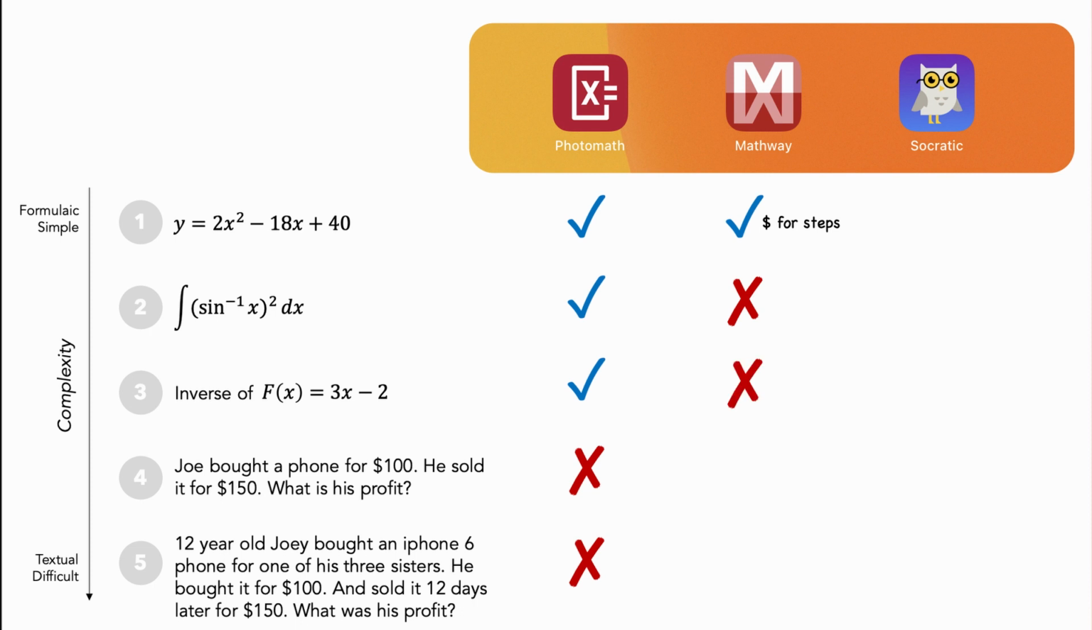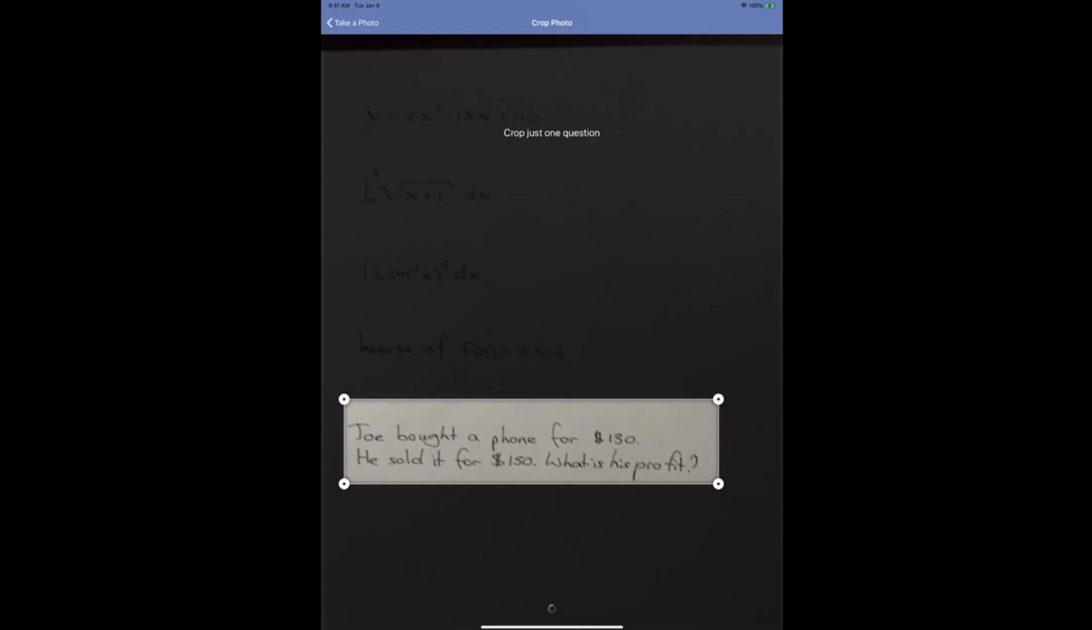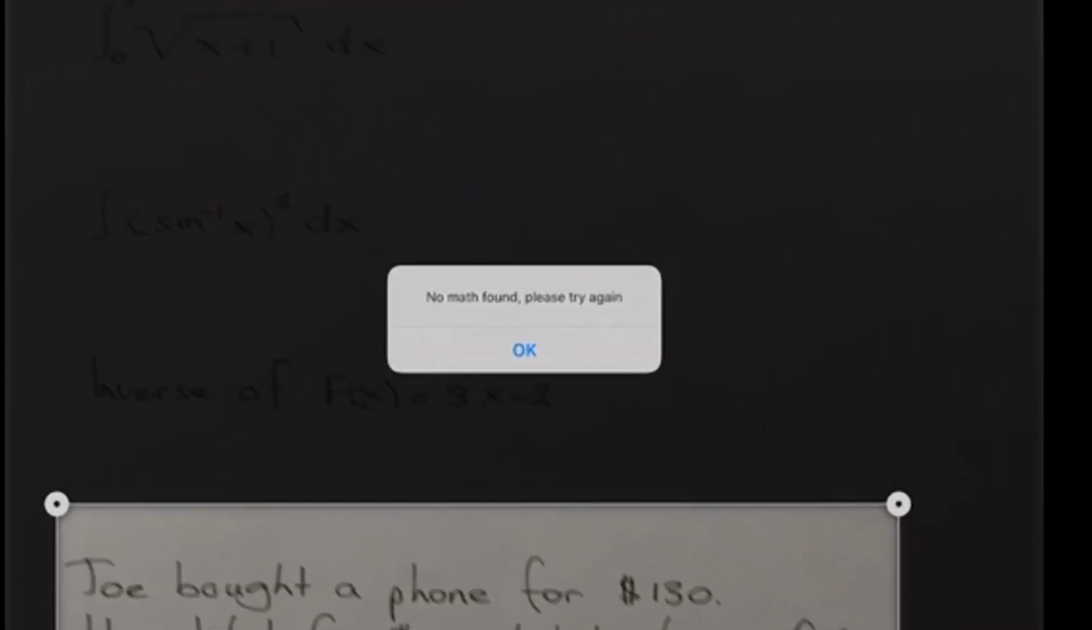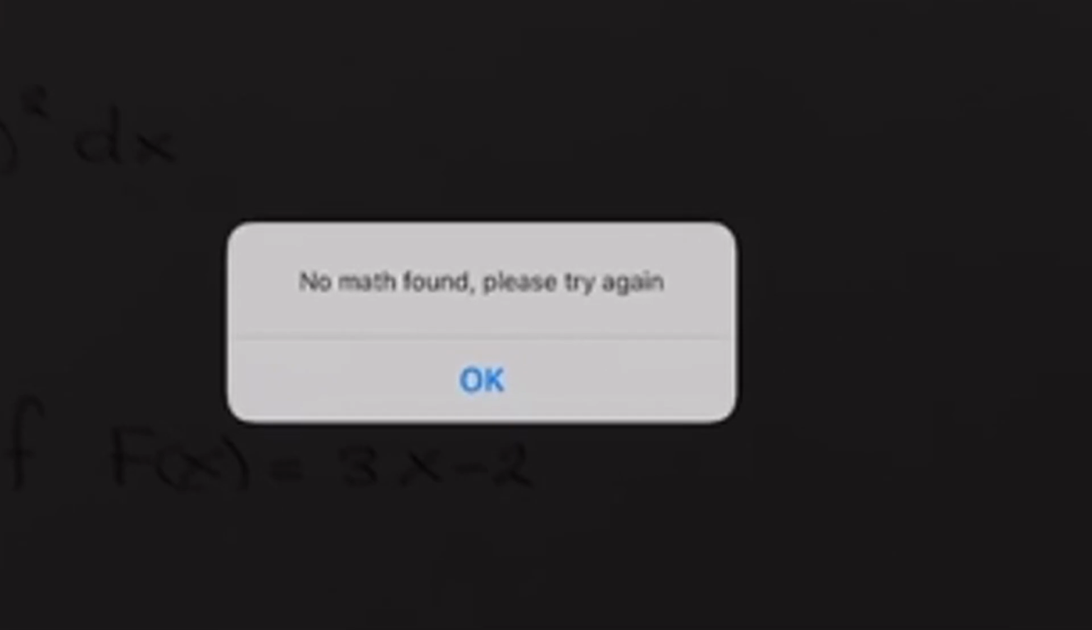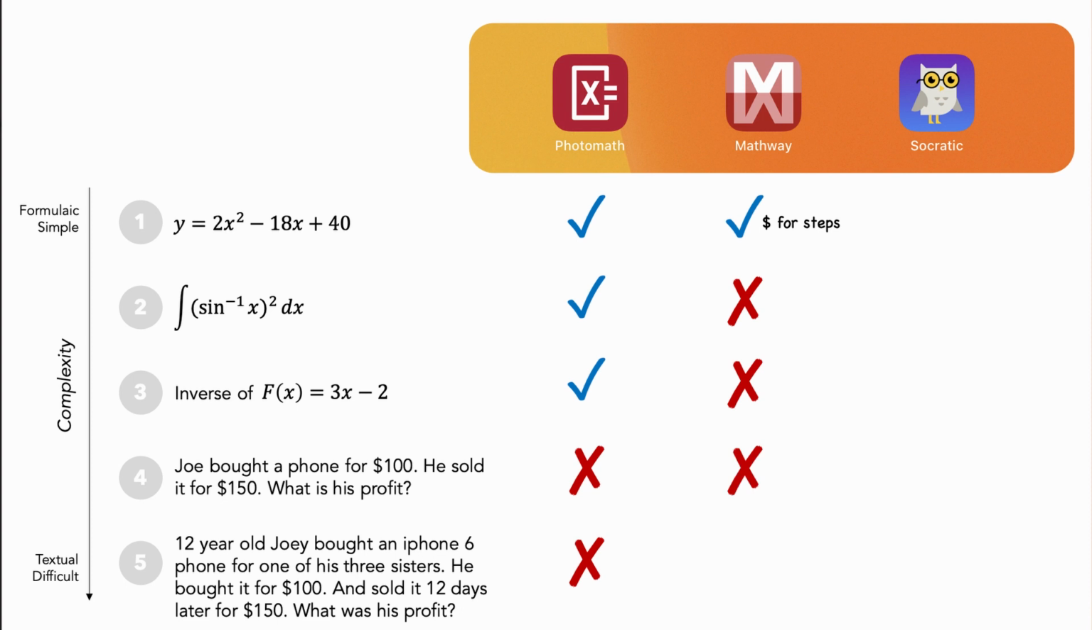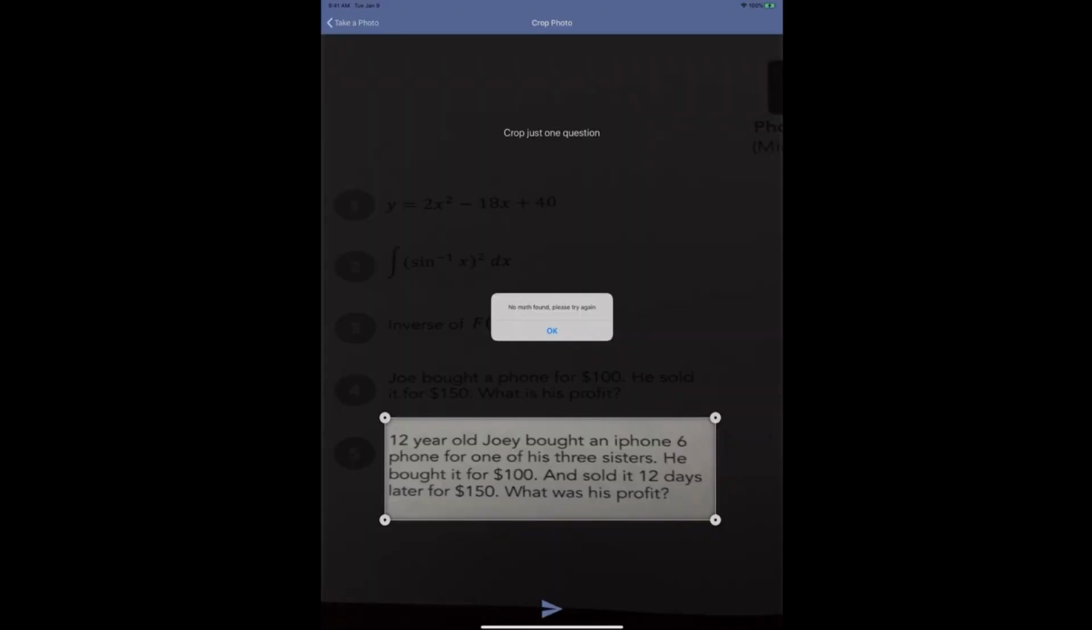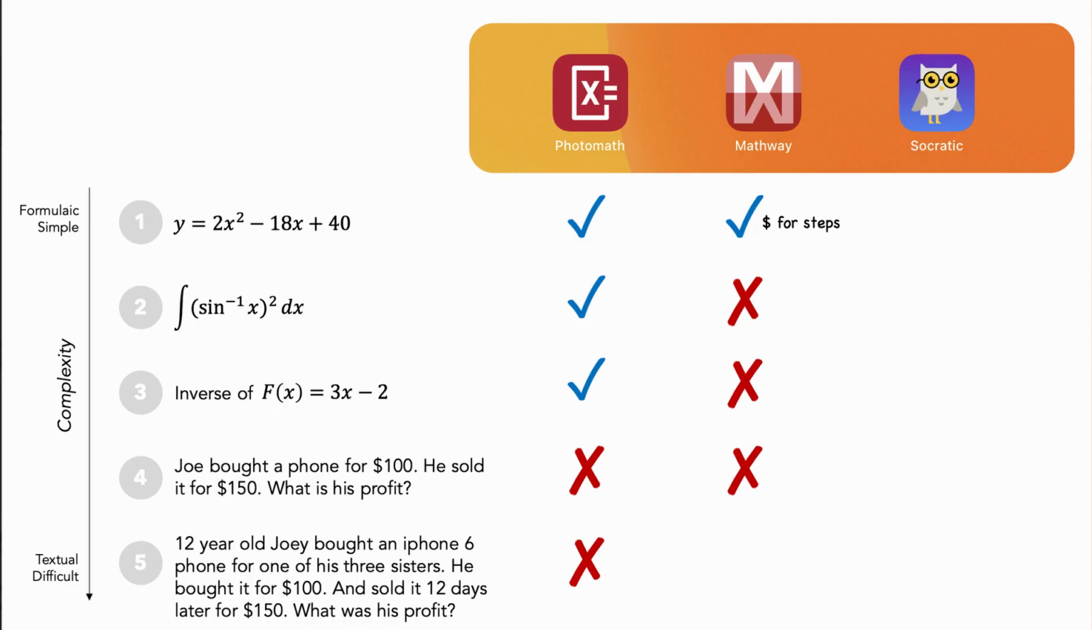So let's go to the last one. And that was this one. It says no math found. Please try again. So it has the same problem that when they don't really see a formulaic function, they can't handle it. And just to confirm, we'll do the other one. And no math found. Please try again. So it cannot handle the text problems.